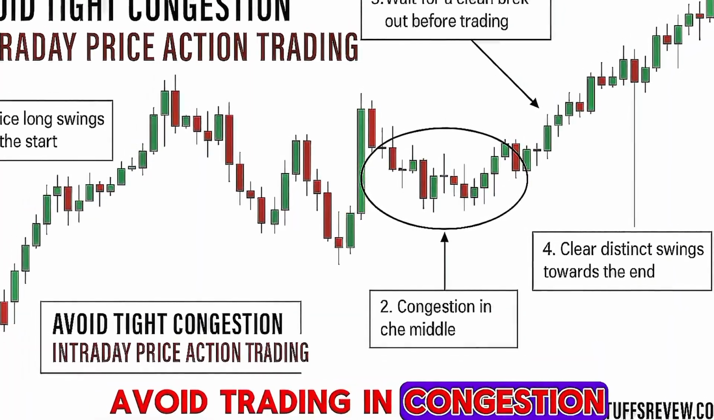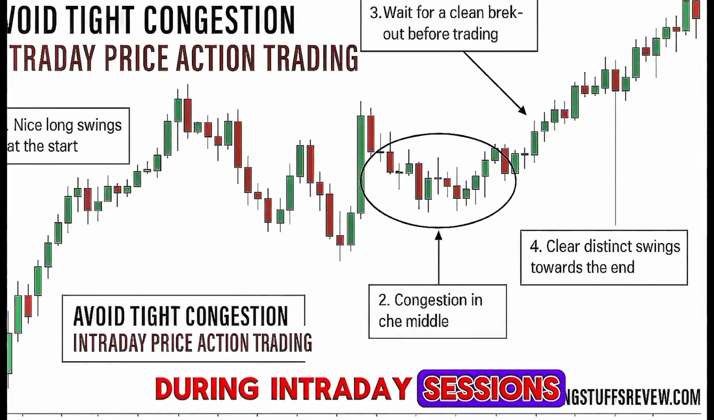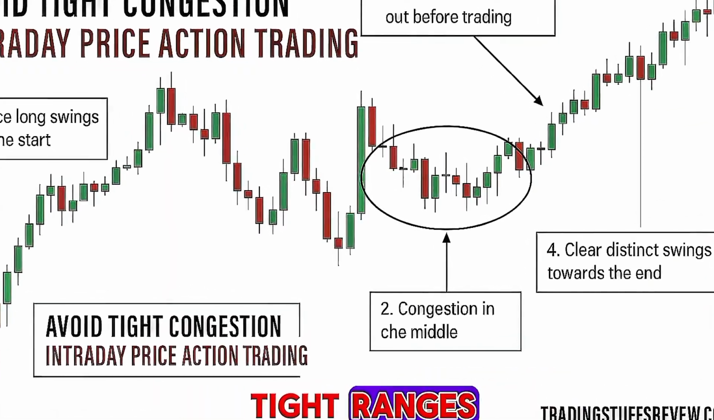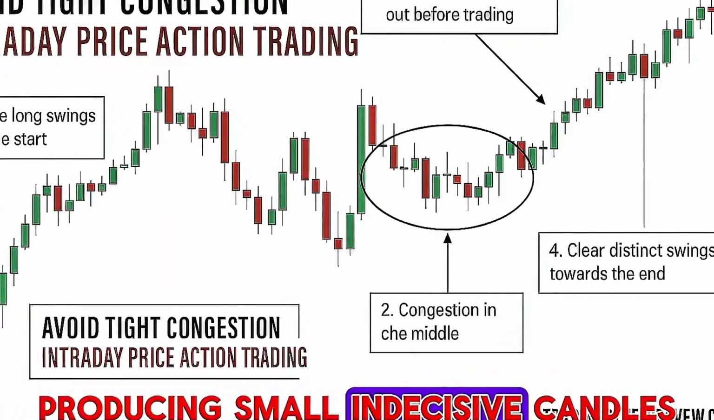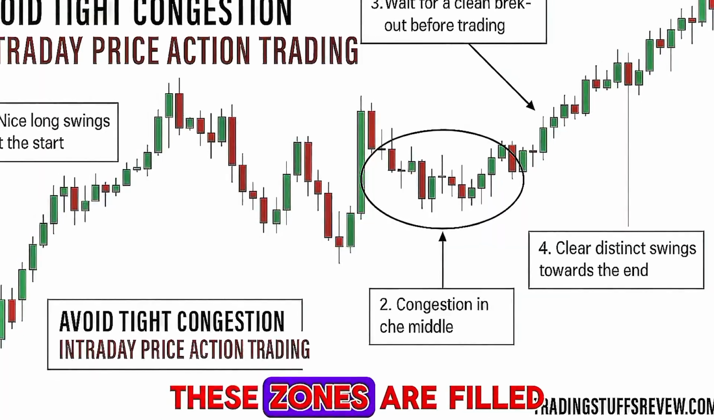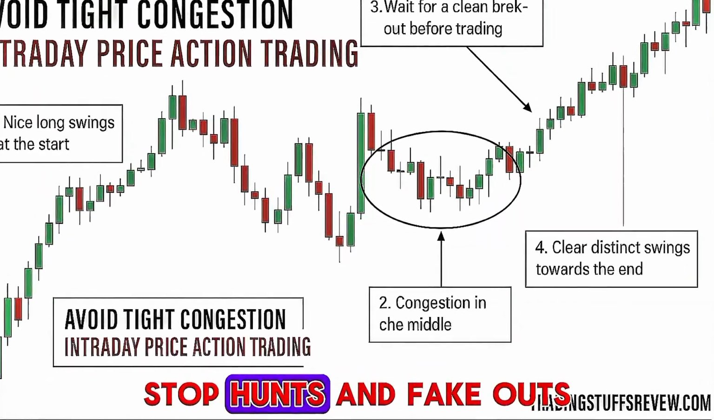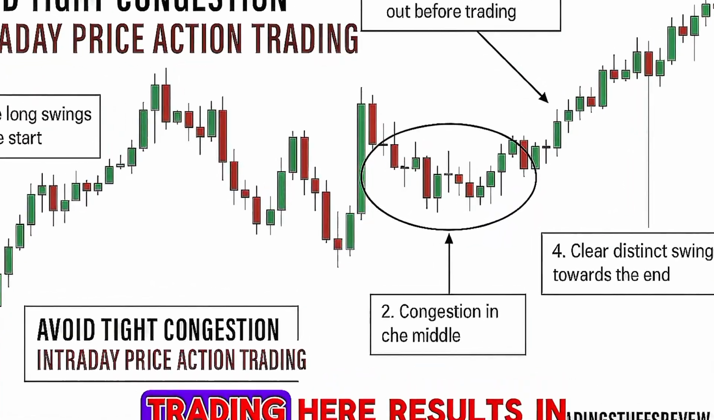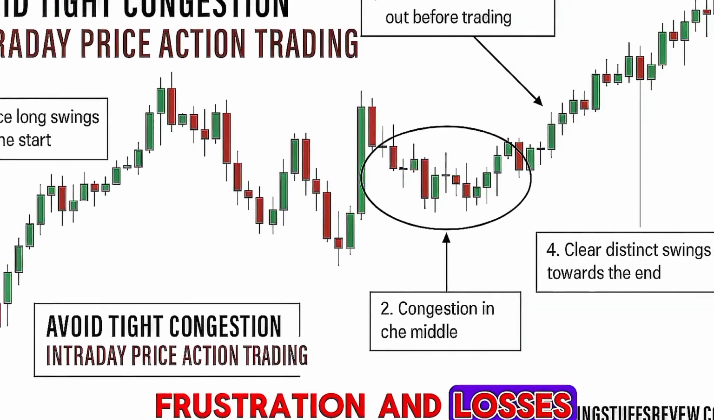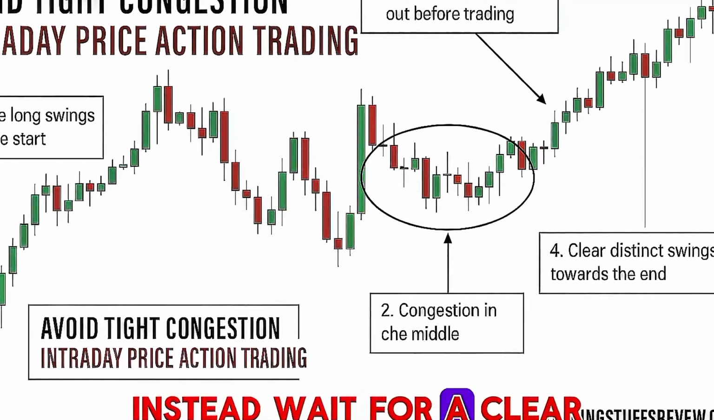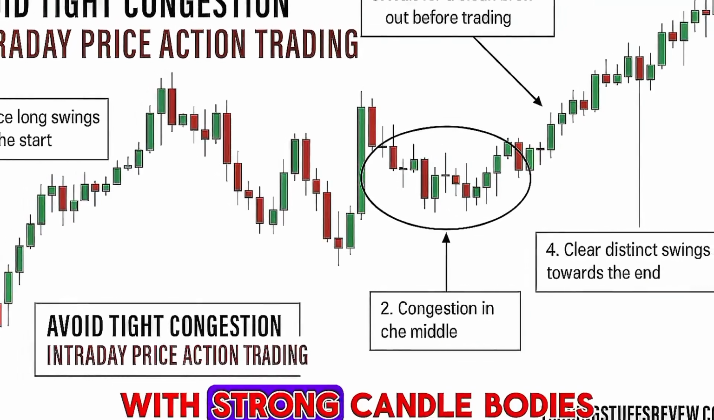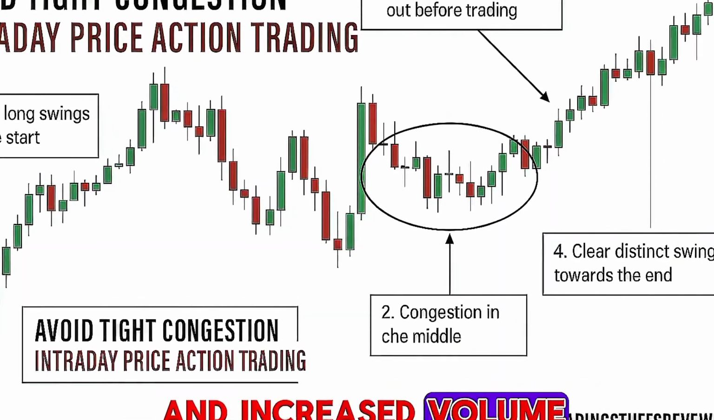Avoid trading in congestion. During intraday sessions, price often stalls in tight ranges, producing small indecisive candles. These zones are filled with noise, stop hunts, and fake-outs. Trading here results in frustration and losses. Instead, wait for a clear directional breakout with strong candle bodies and increased volume.